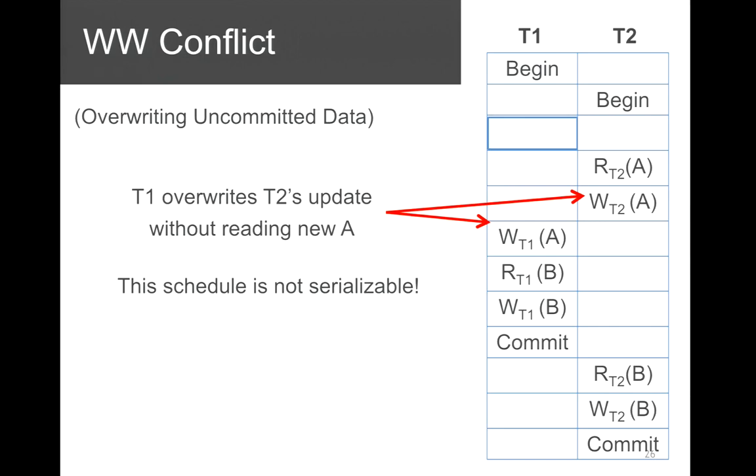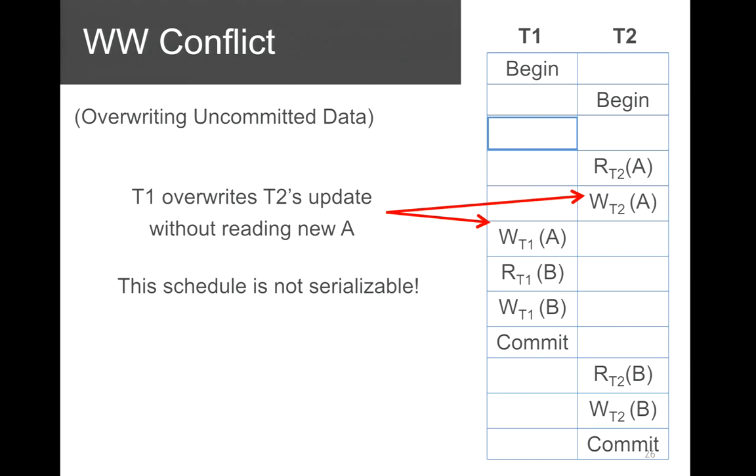Now, what happens if T1 is the following? You do not have a read, you just directly write A, after T2 has read and written A, and then it commits, and then this one commits. Does this schedule have a WW conflict? Why? Because writing A without anything read before it indicates that it's going to overwrite the other thing no matter what.